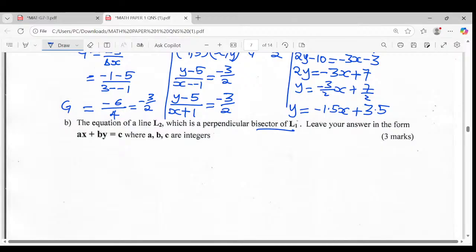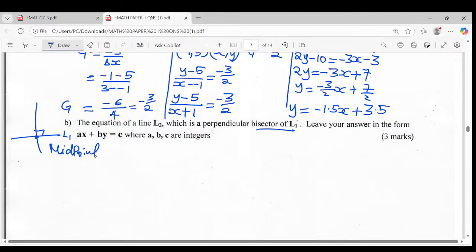Ladies and gentlemen, because it's a perpendicular bisector, remember if I have this as my line L1, a perpendicular bisector of this line will be dividing this line into two equal parts at 90 degrees. So the point where that perpendicular bisector will be cutting the line L1 is the midpoint of L1. So first of all, let's get the midpoint.